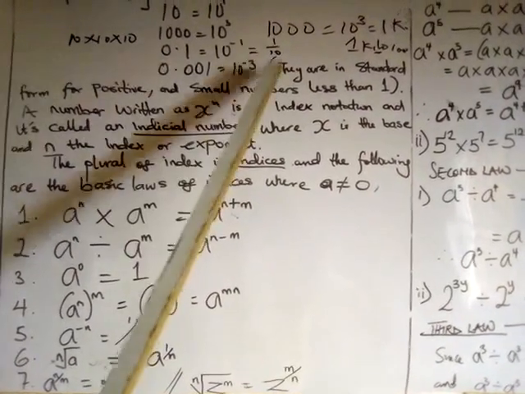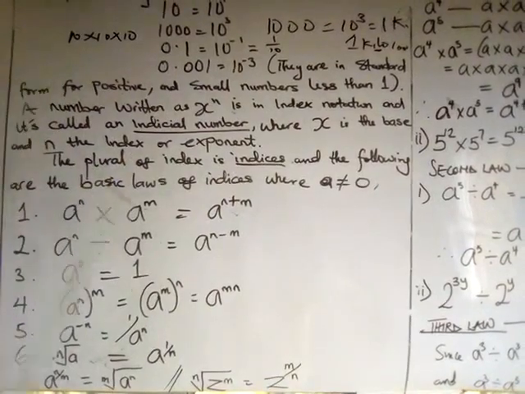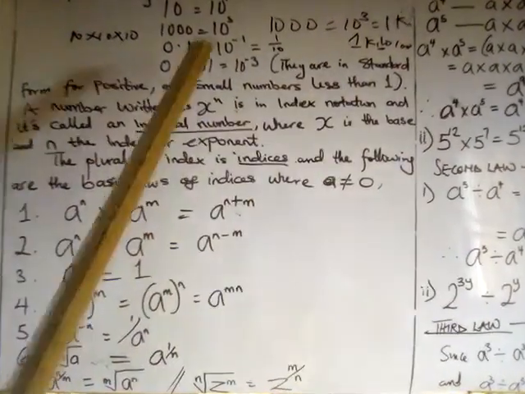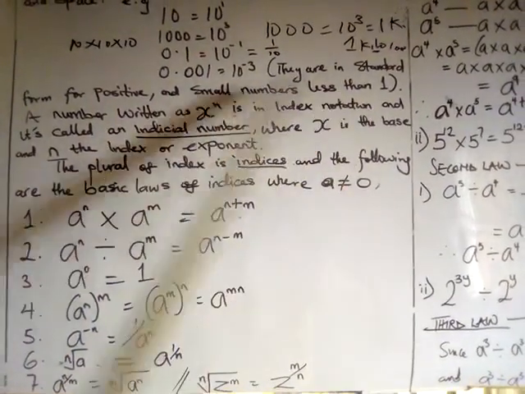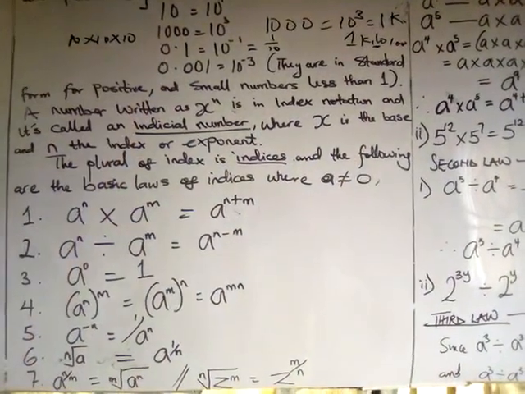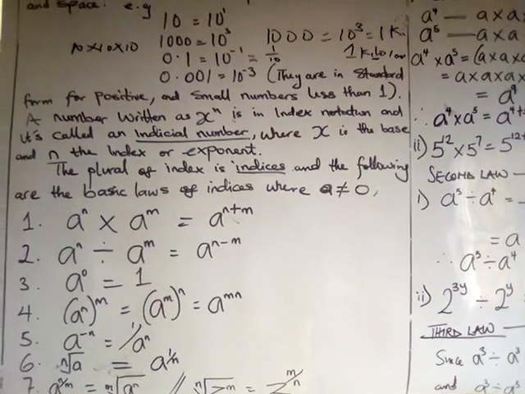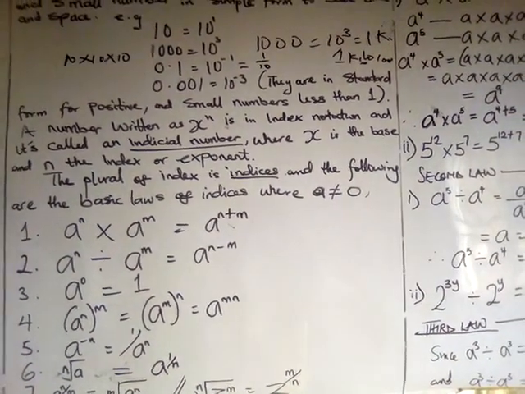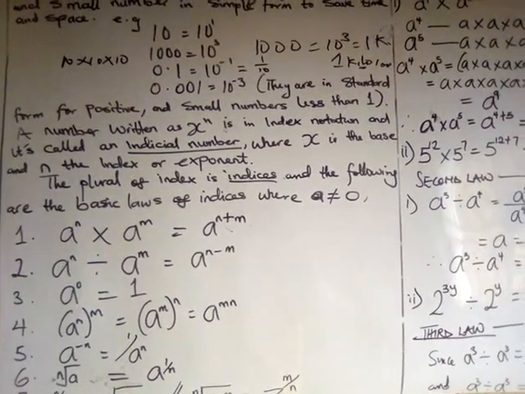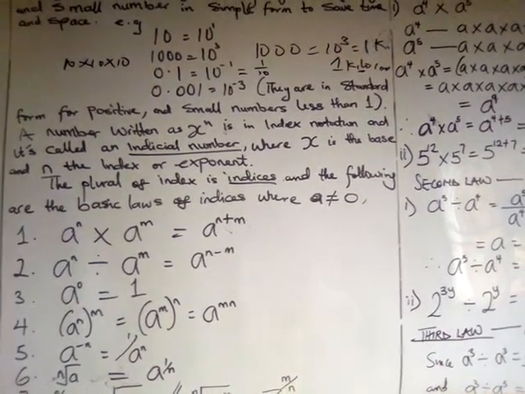So all these are what? They are in standard form for positive small numbers. Don't forget, the positive small numbers less than 1, they are what? Any number that is less than 1, like 0.9, 0.5, 0.2, 0.1, 0.001, they are numbers that are less than 1.